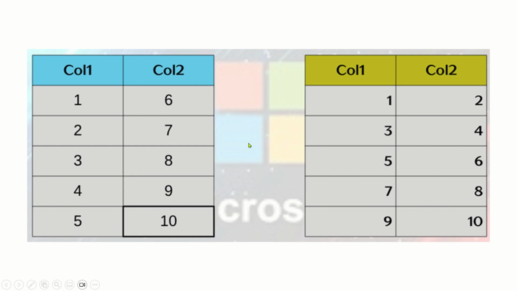You have to use a single SQL statement. You have to use a single update statement to convert the data on the left side to the right side. You should not use any select statement. You have to update the data in the table itself. You need to use only a single update statement. So that is the question asked. Try doing it on your own.